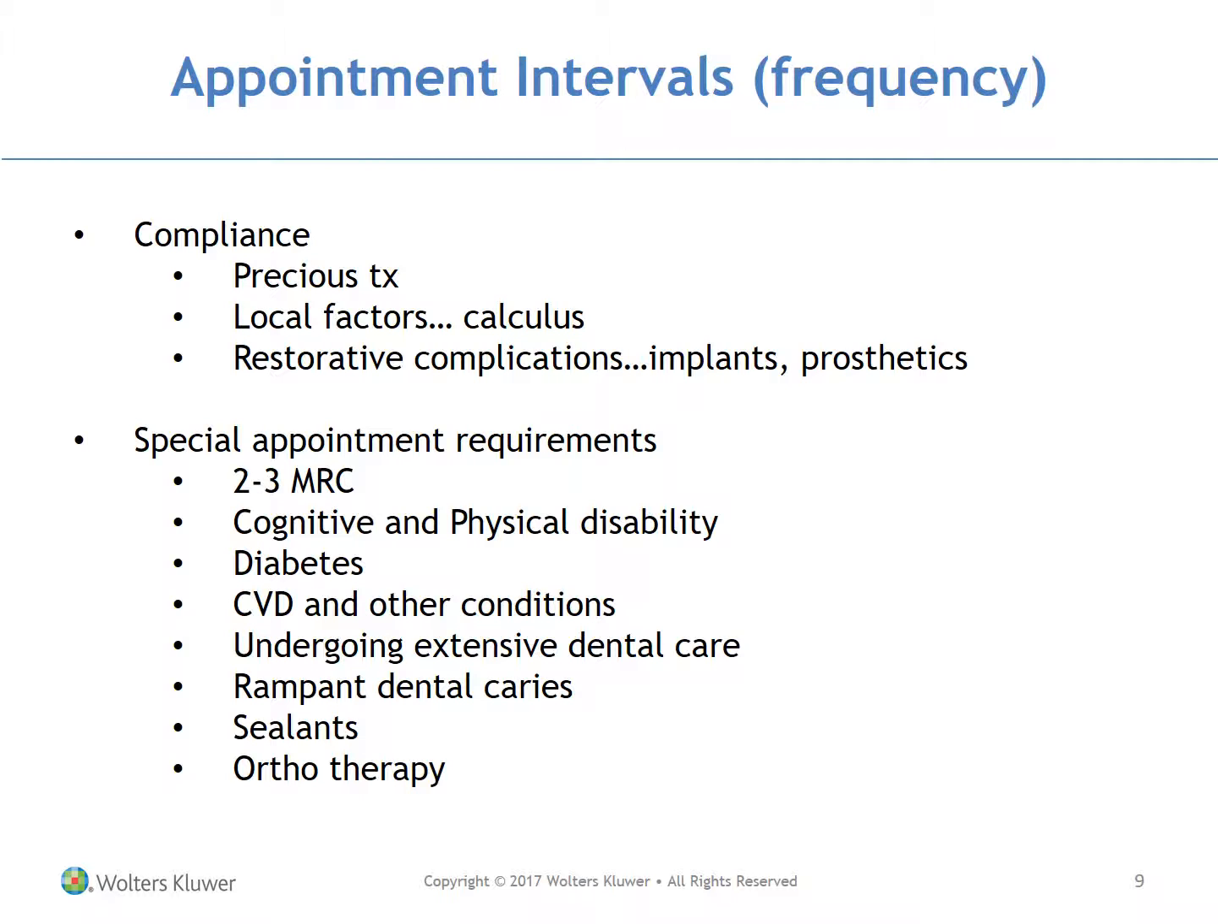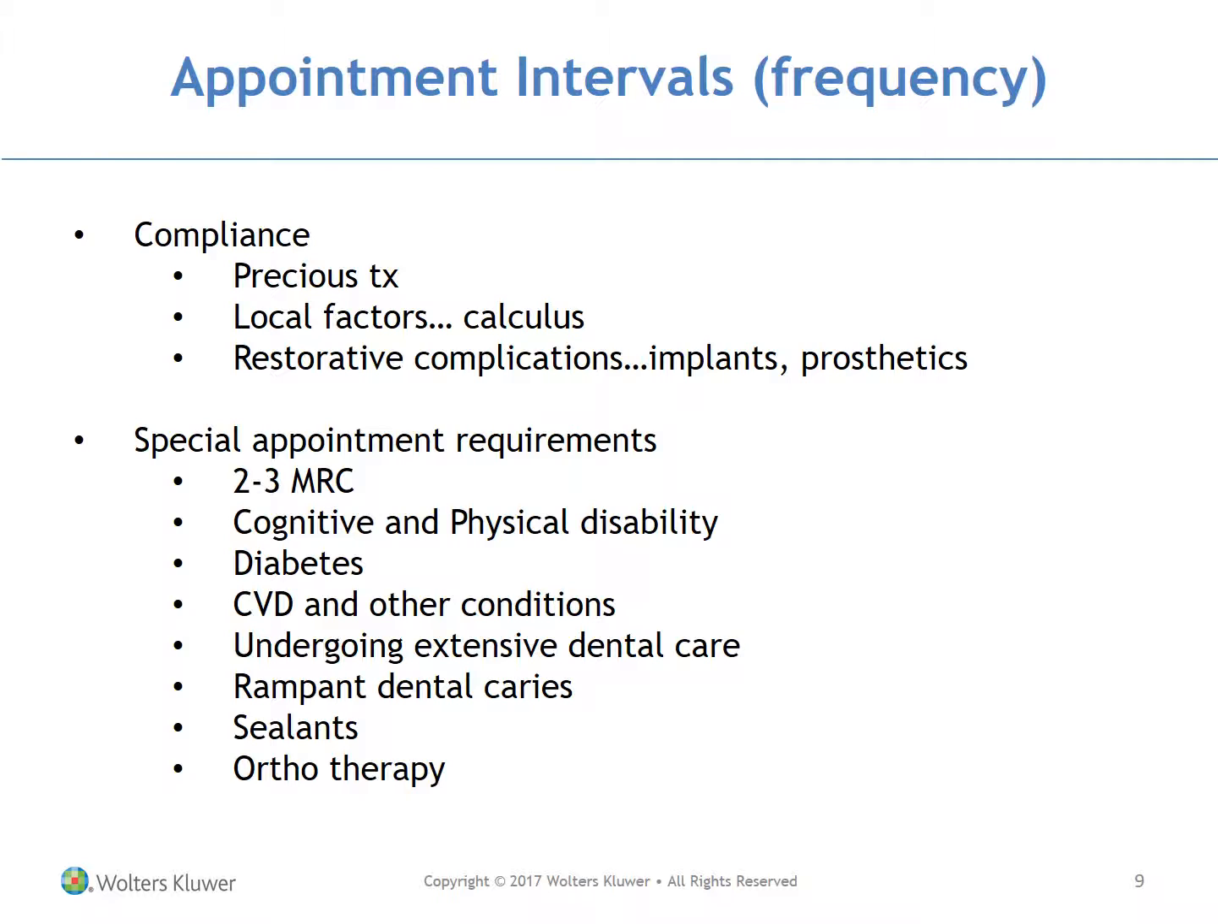So special appointment requirements every 2 to 3 months are required for many patients, and a few are listed here. Patients with periodontitis, cognitive disabilities or physical disabilities, patients that have diabetes should be seen every 3 months, especially if it's uncontrolled diabetes, until they get it controlled.